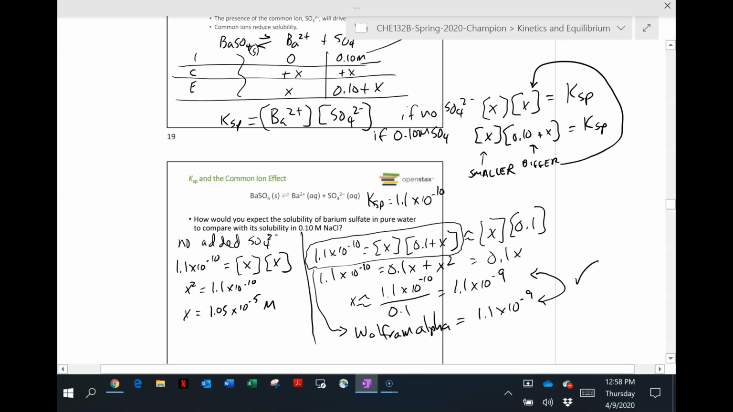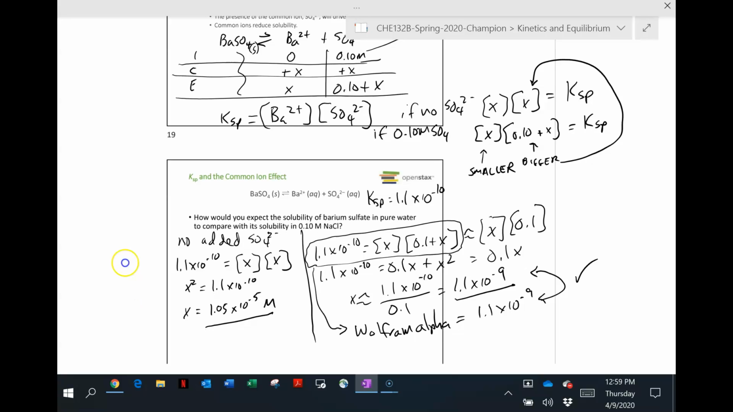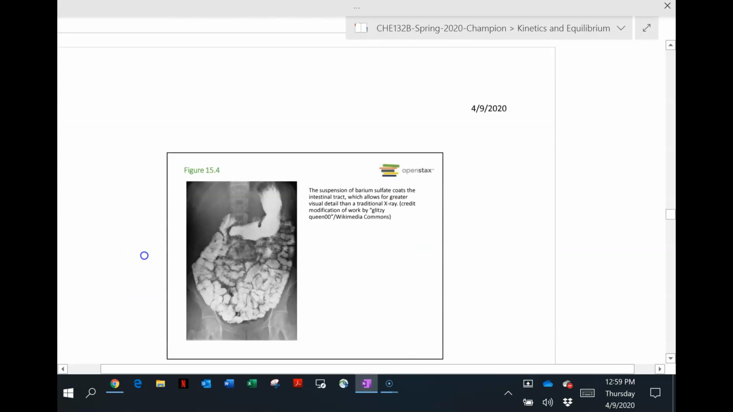In some situations, like traditional exams, you're not going to be able to access something like Wolfram Alpha, but it sure is nice to have. But it's good to know these approximation skills to solve this equilibrium. So anyway, what we see is that from 1.05 times 10 to the negative 5th, it goes down to 1.1 times 10 to the negative 9th. That's a 10 to the negative 4th change. So it is 1/10,000th what it was before. That's a pretty big change due to that common ion.